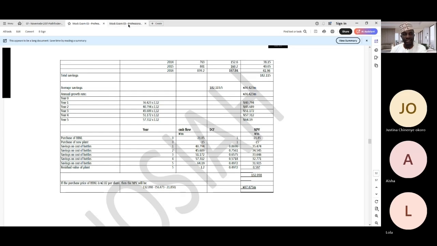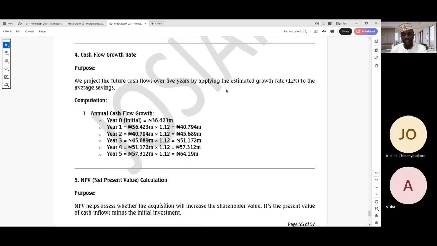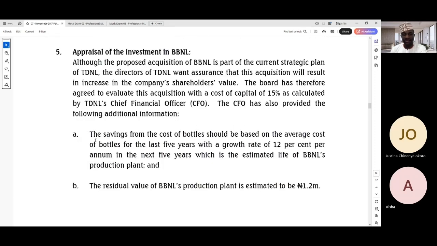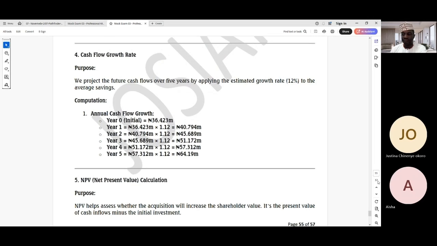So to get the annual growth rate, the annual growth rate now speaks to the cash flow over the years, over 5 years, applying the growth rate of 12% to the average savings, which is what the examiner said here. He said the savings of the cost per bottle should be based on the average cost of the bottles in the last 5 years, with a growth rate of 12% per annum in the next 5 years, which is estimated life of BBNL's plant. So this is very important we understand and apply graphically.